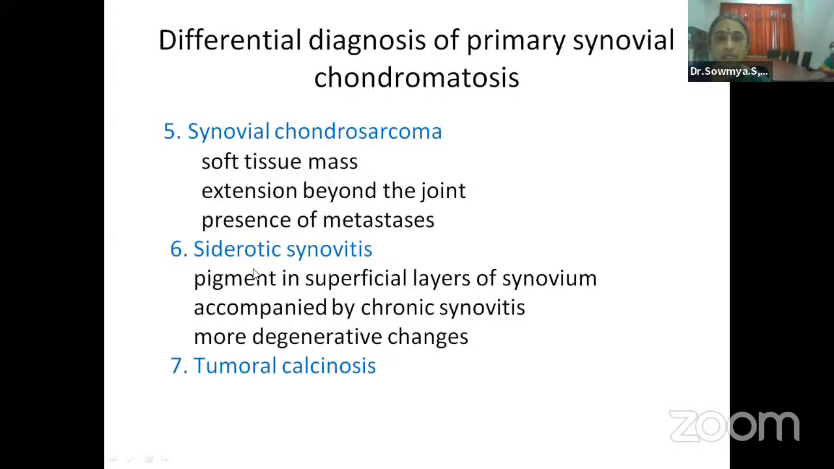Then you have to differentiate it also from the siderotic synovitis, where you can see the pigments due to hemophilia and more amount of degenerative changes with chondroid metaplasia. Sometimes it can mimic the tumoral calcinosis, where you can see so much of the calcified and ossified structures, which are also tethered to the subcutaneous tissue.